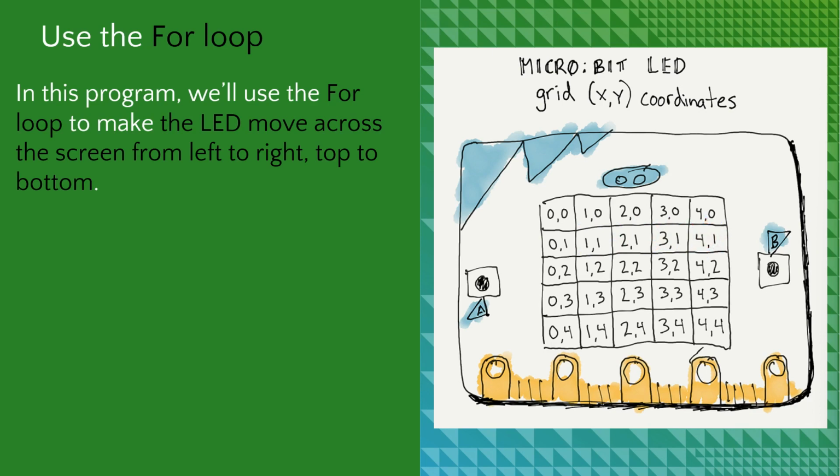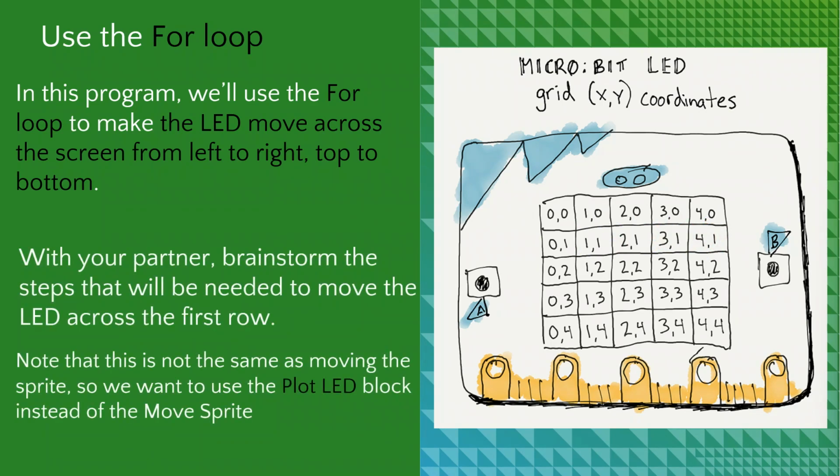So take a minute and brainstorm the steps that will be needed to move the light across the first row and then down to the second row. So just start with our first row and down to the second. And think about what are the steps that the program needs to do to plot and unplot an LED in the first section, and then to the next one, and then to the next one, and then down.